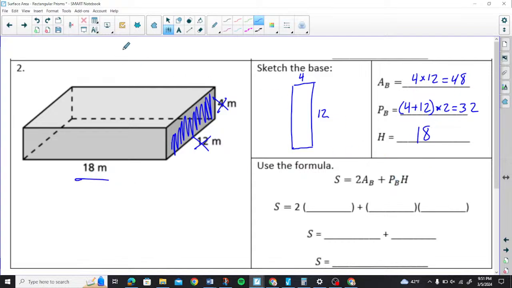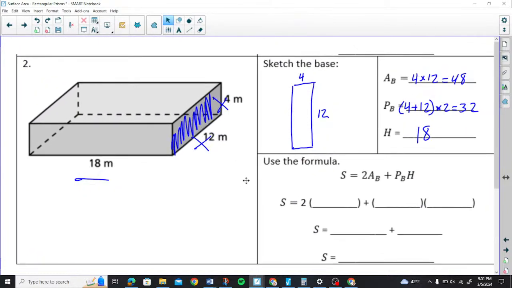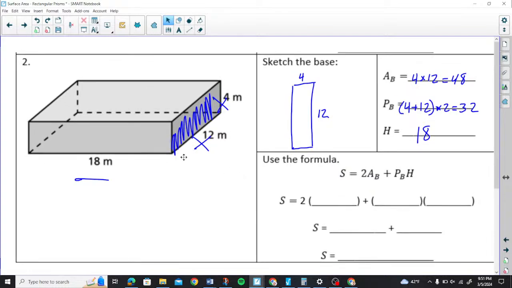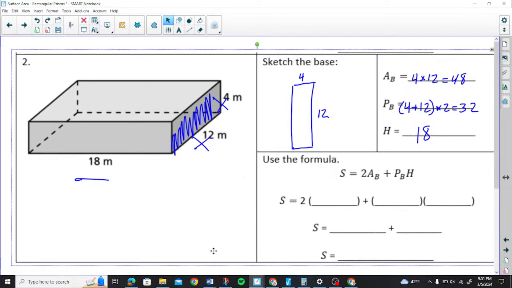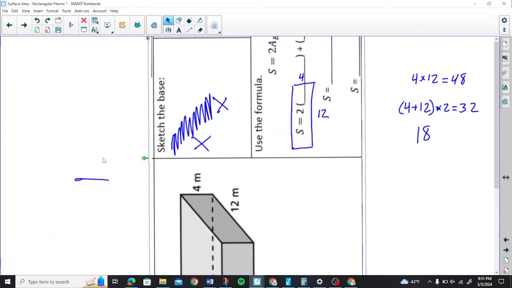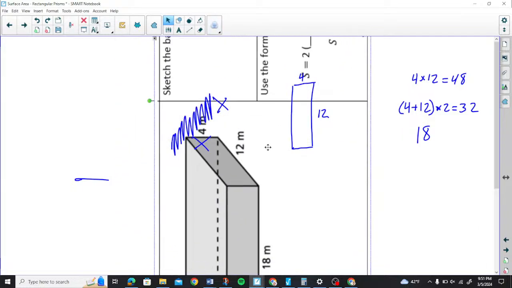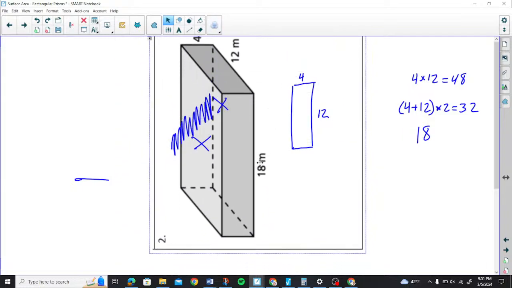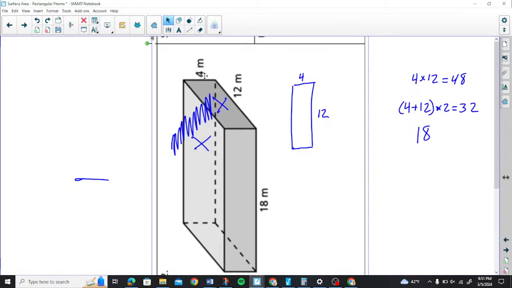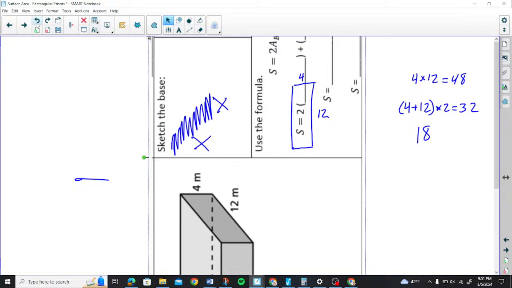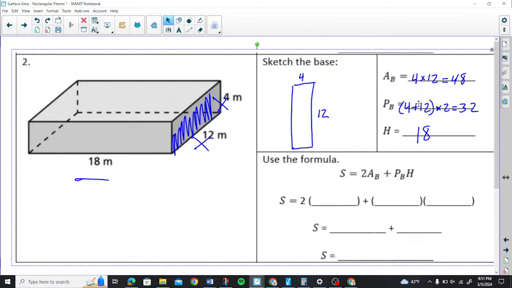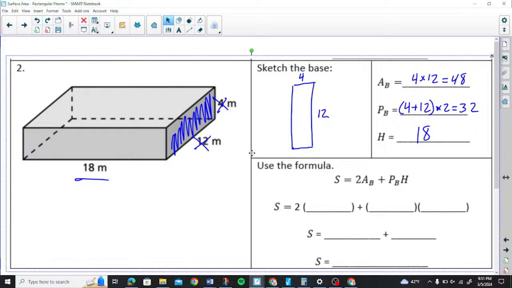Now some of you might say, Mr. Manchester, how can that be a height of 18? It sure looks like it's actually on its side, doesn't it? And I can't actually rotate this figure in this diagram, but I could do it this way. If I rotate the figure, now you can see that the 18 would be the height, and the top would be the 4 by the 12. Now I need to undo that, get it back to where it was. There we go.